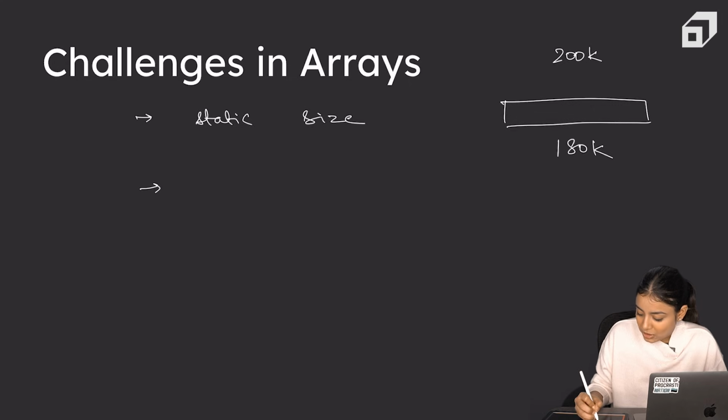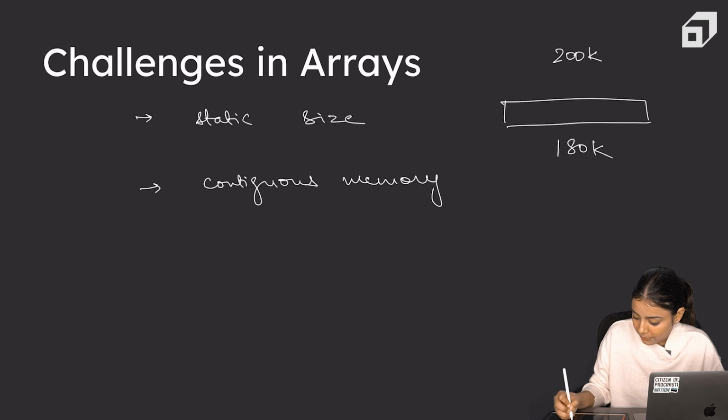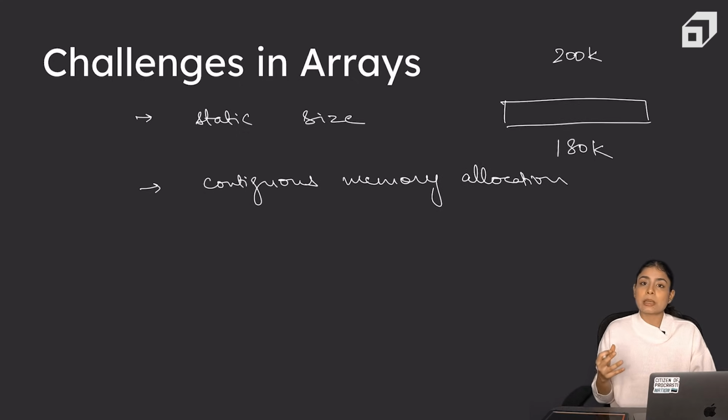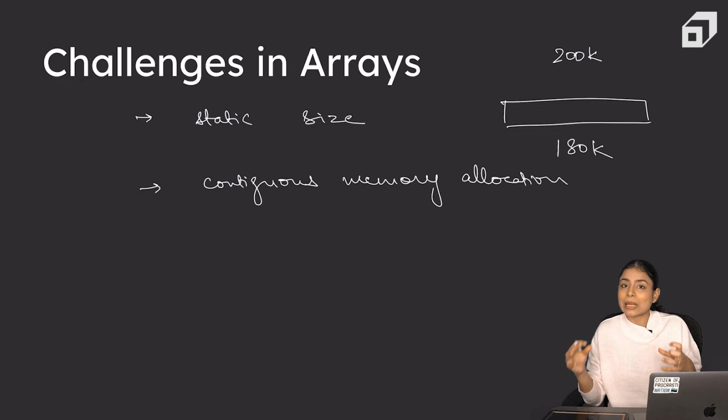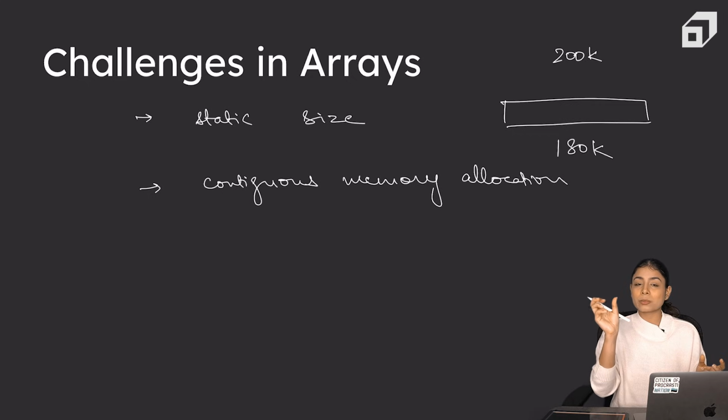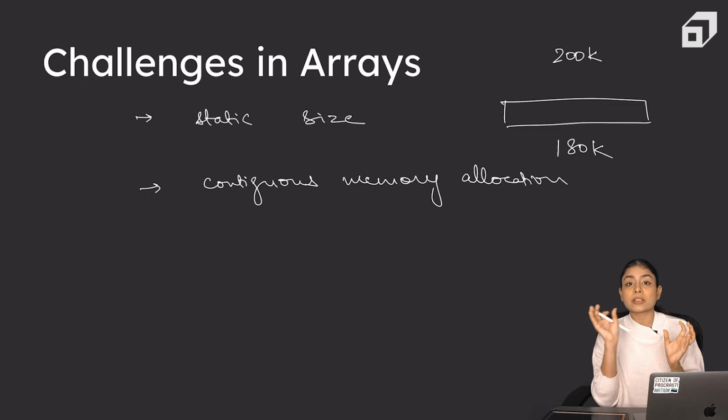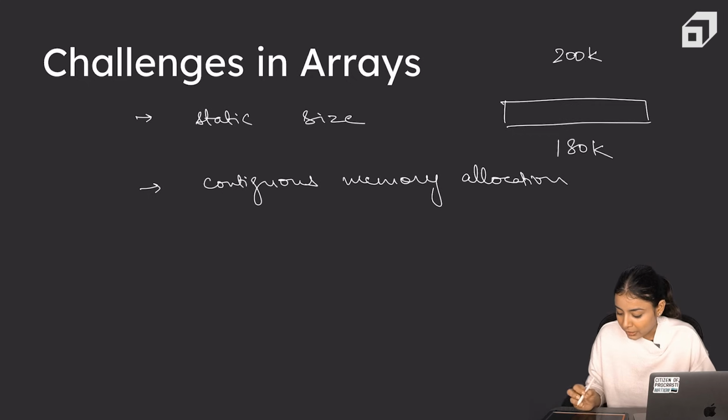Another challenge in arrays is their memory allocation, which is contiguous memory allocation. Now, what does contiguous memory allocation mean? This means that the memory that is allocated to an array, when I create an array in C++, that has to be present in a contiguous manner in my memory. So how is this a challenge?